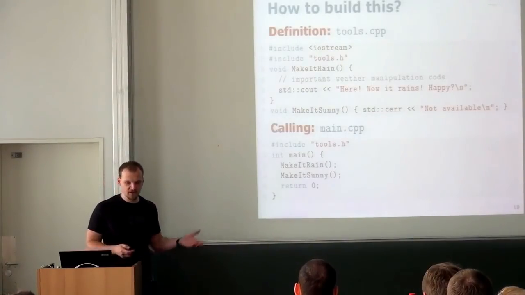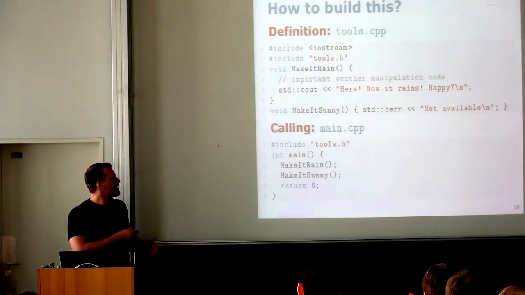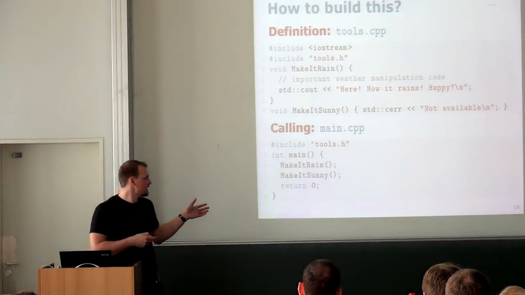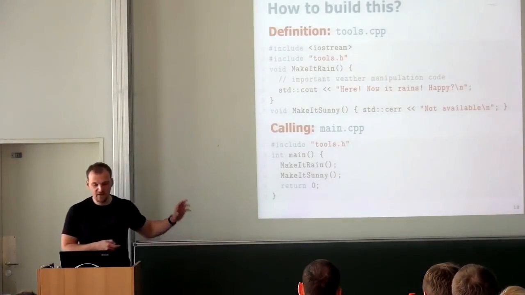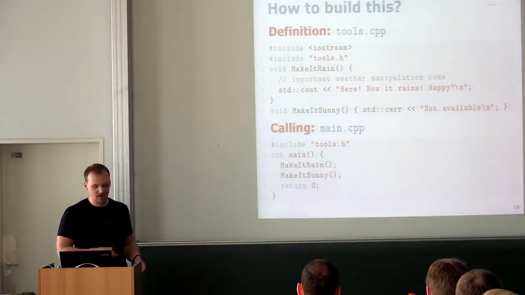The implementation looks something like this. So we define our make it rain function, we define our make it sunny function, and let's say in some main function we want to call them. So we want to first make it rain, then make it sunny.